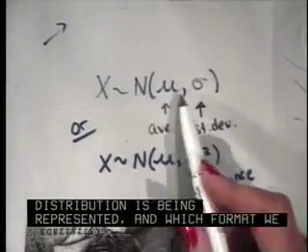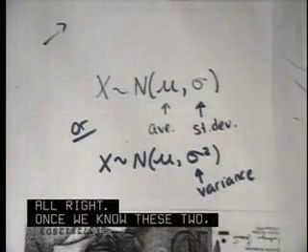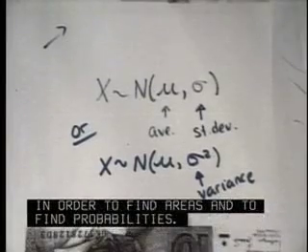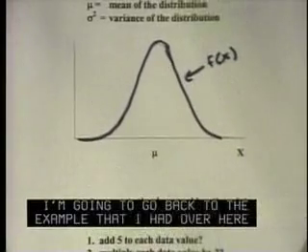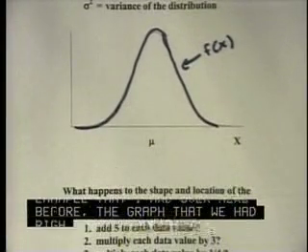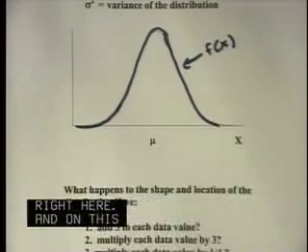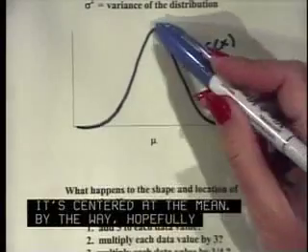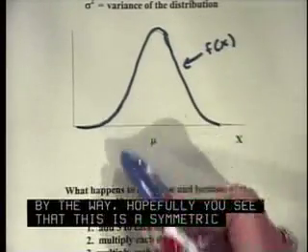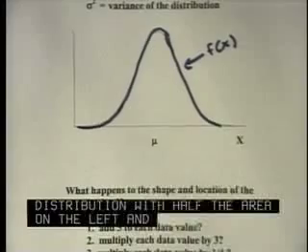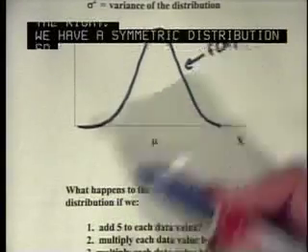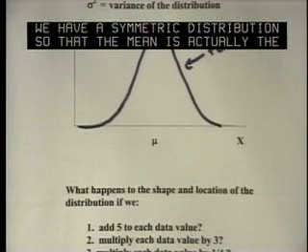All right, once we know these two, we know everything that we need to know in order to find areas and to find probabilities. And I'm going to go back to the example that I had over here before, the graph that we had right here. On this part, we have our graph, and it's centered at the mean. By the way, hopefully you see that this is a symmetric distribution with half the area on the left and half the area on the right. We have a symmetric distribution, so the mean is actually the 50th percentile, or the median.